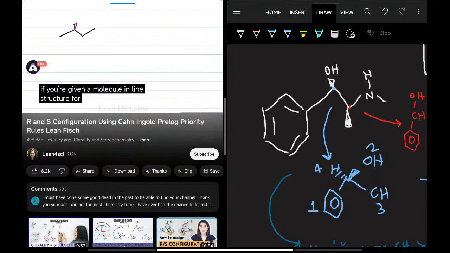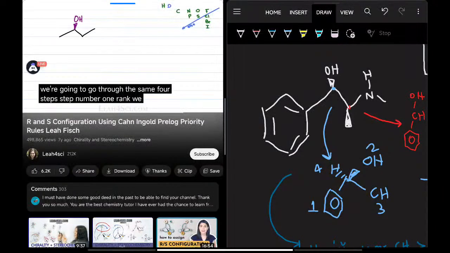Line structure. For example, 2-butanol, where you have an alcohol on carbon number 2 and you're asked to find if it's R or S. We're going to go through the same 4 steps. Step number 1, rank. We have our little cheat guide. We identify the chiral carbon, the sp3 hybridized carbon with 4 unique substituents. Wait, 4 substituents? 1, 2, 3. Where's number 4? In line or skeletal structure, don't forget you have invisible hydrogens.